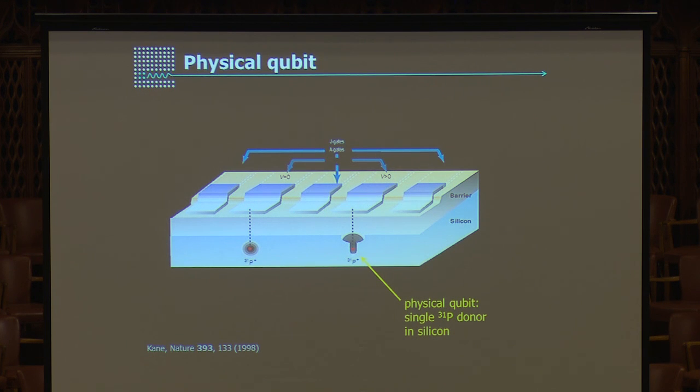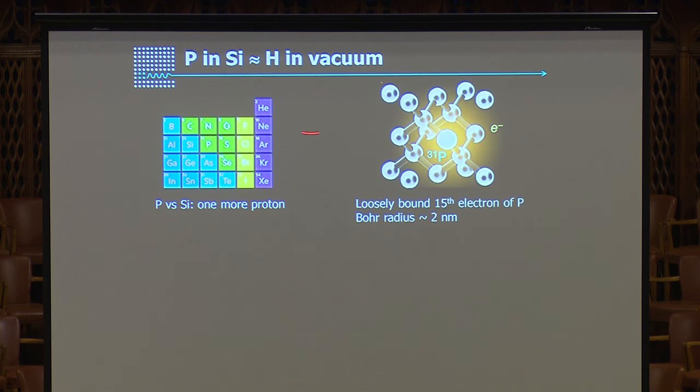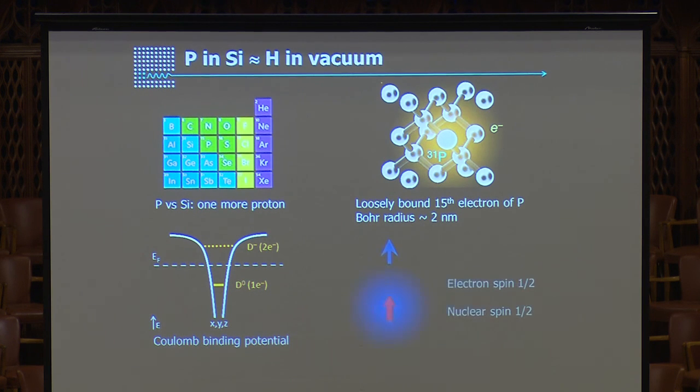Now, let's start with the physical qubit, so the single phosphorus donor in silicon. This is the top right-hand side of the periodic table. Silicon is there. Phosphorus is just to the right-hand side of that, so it's got an extra positive charge that binds an extra electron at low temperatures with a Coulomb potential. And so the electron has a spin of a half, and the nucleus of phosphorus has 100% spin a half. So there's only one stable isotope. So these are, in fact, 2 qubits in one atom.